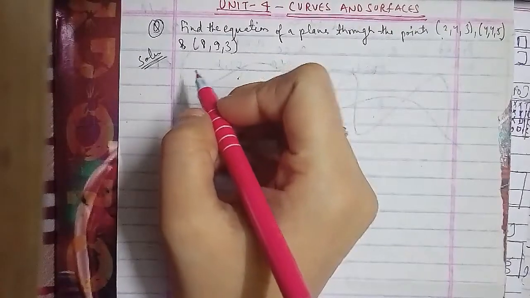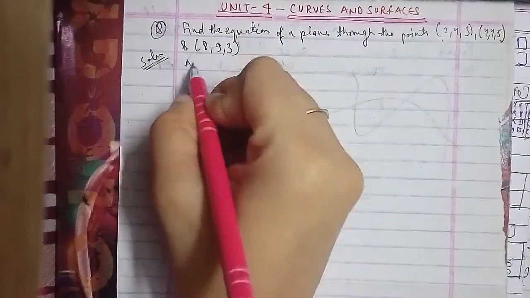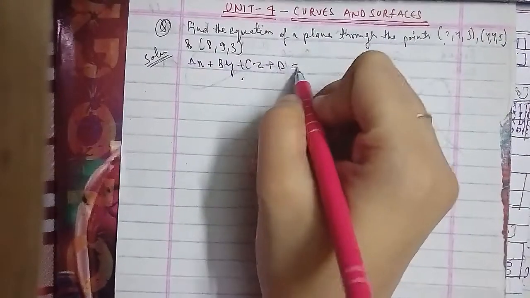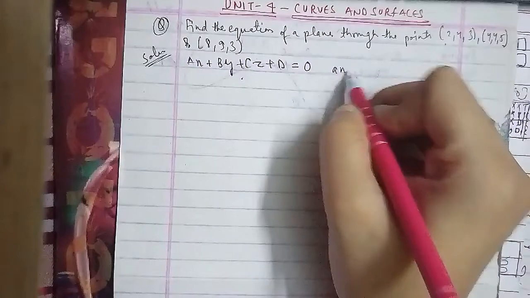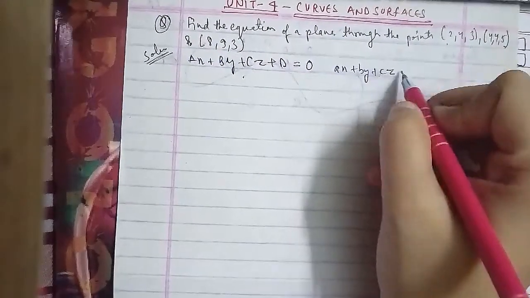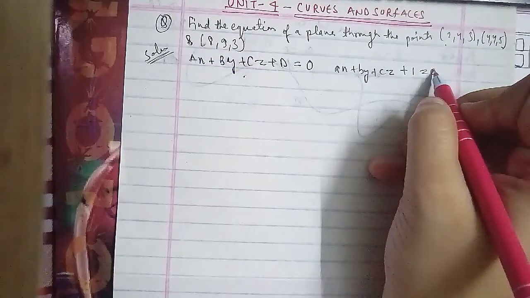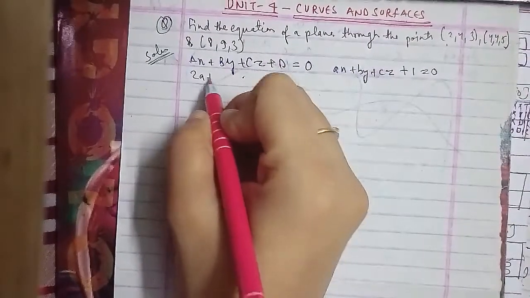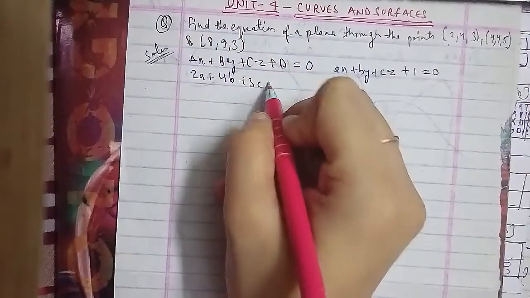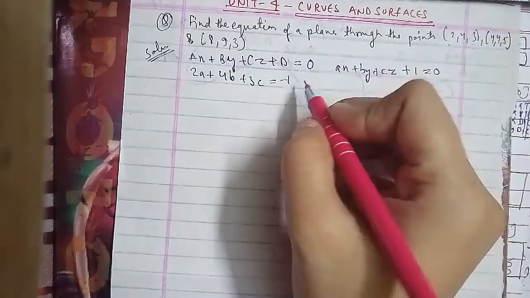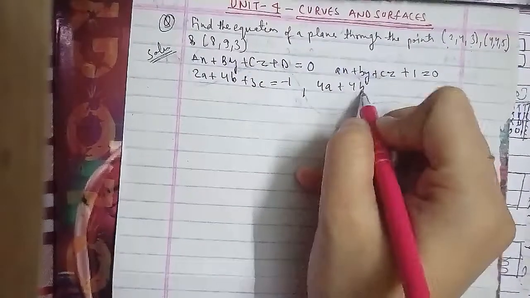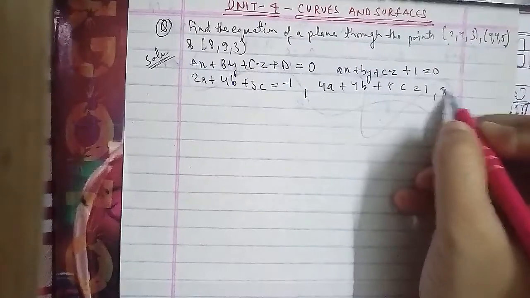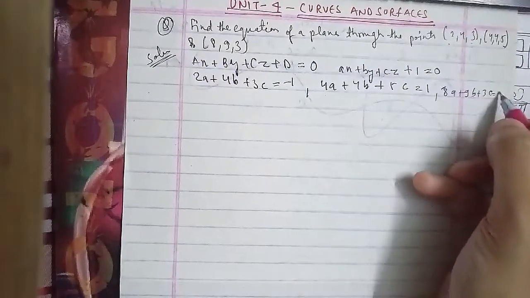Here we let the general equation of the plane through the points be ax + by + cz + d = 0, and this can be expressed in the form ax + by + cz + 1 = 0 by dividing the general equation by d, and each point must satisfy the equation. Hence the equations we have are: 2a + 4b + 3c = -1, which represents the first coordinates. The second is 4a + 4b + 5c = -1 as well. And the other is 8a + 9b + 3c = -1 as well.